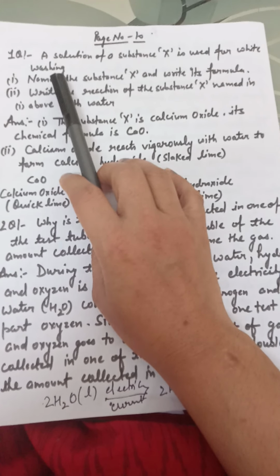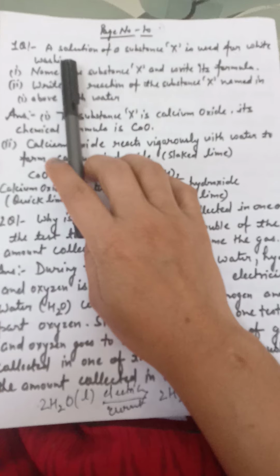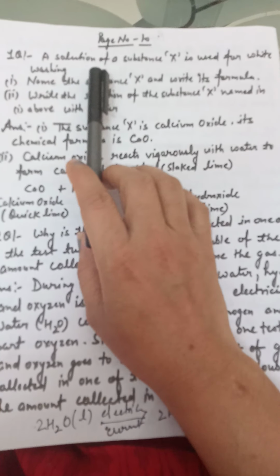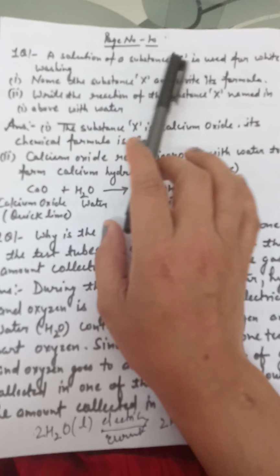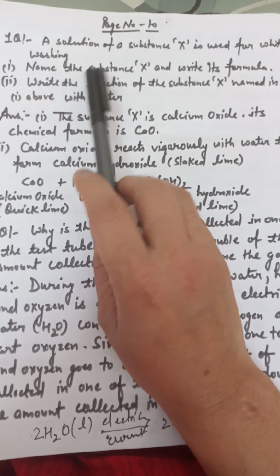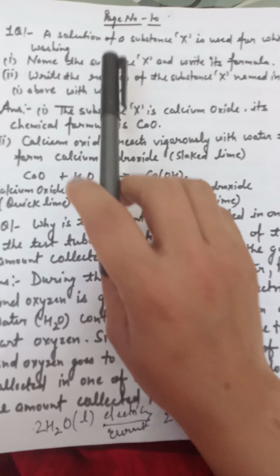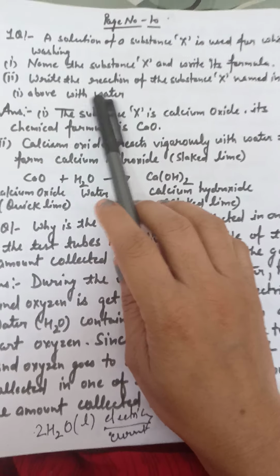Now the next questions are on page number 10. Here the first question is: a solution of a substance X is used for whitewashing. Name the substance X and write its formula. Write the reaction whenever it reacts with water.